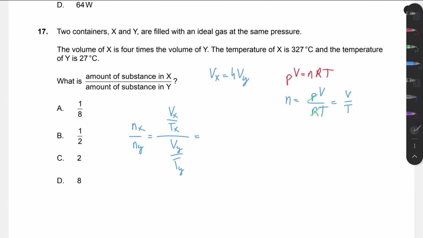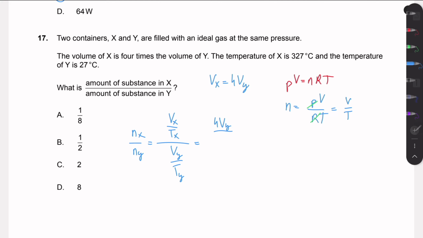So we know that Vx is 4 times Vy, so we can say 4 Vy over here. And here we first need to convert these temperatures into Kelvin, as we always work in Kelvin. So we add 273, this will be 600, this will be 300. So we can see that Tx is equal to 2 times Ty. So this will be 2 Ty divided by Vy over Ty. All of the letters cancel, so we just end up with 4 over 2, 2.